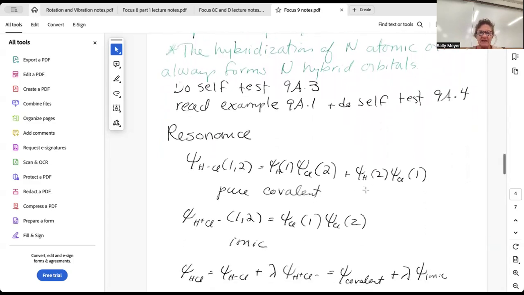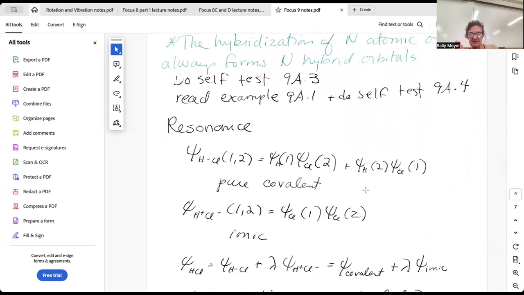Okay, so now we want to think about the idea of resonance. So the idea that you can draw more than one structure and that they contribute to the true structure of the molecule. So something like HCl. So we're going to think about this covalent versus ionic resonance structure.